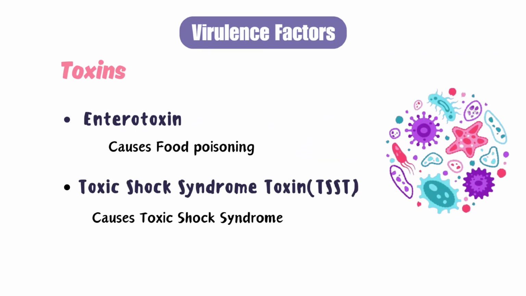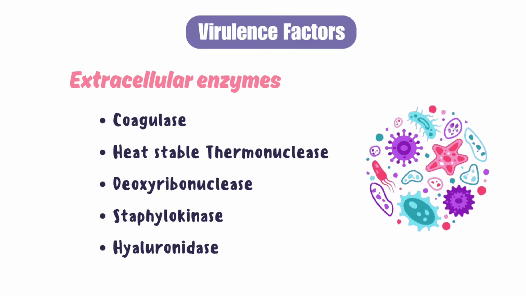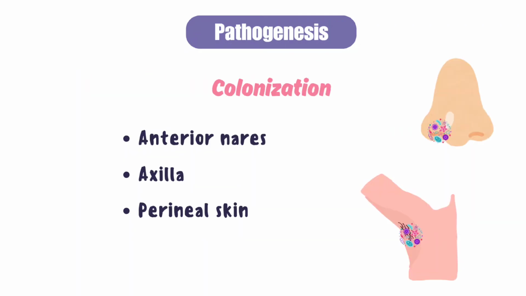The next type of toxin is enterotoxin, which is responsible for staphylococcal food poisoning. Also, another toxin present is toxic shock syndrome toxin. As the name suggests, it is responsible for causing toxic shock syndrome. The extracellular enzymes which act as virulence factors are coagulase, heat-stable thermonuclease, deoxyribonuclease, staphylokinase, and hyaluronidase.